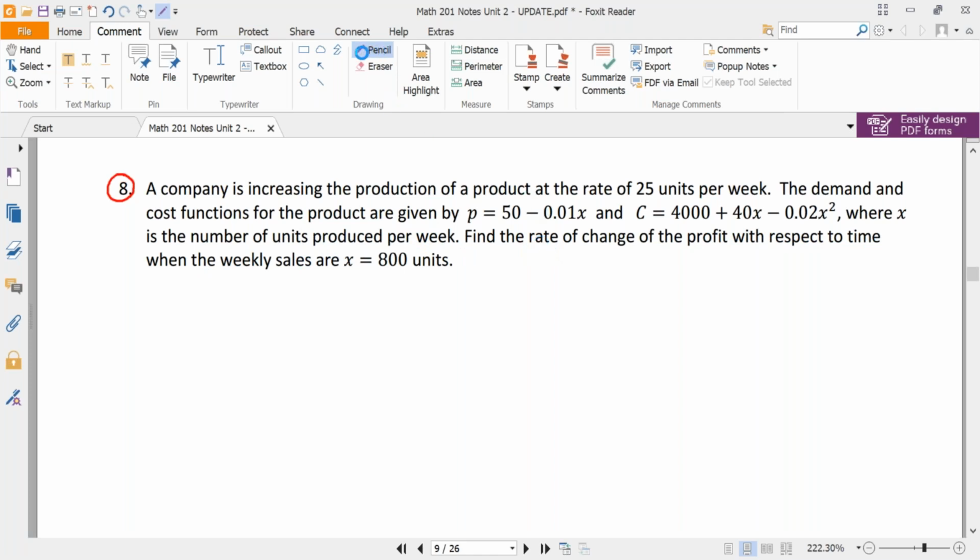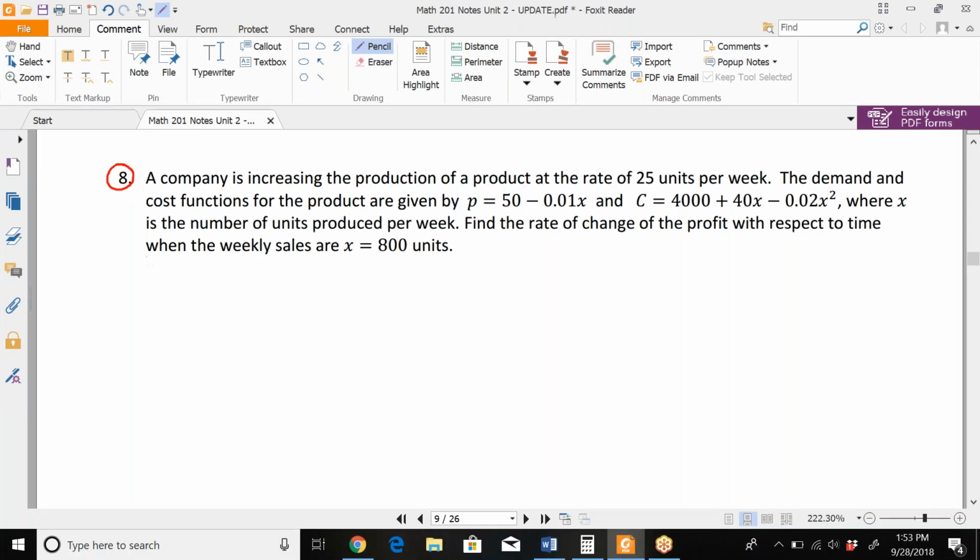Okay, so there's a couple things we have to realize about the way this problem has been given to us. First of all, they want the rate of change of profit. So profit is, remember, revenue minus cost. We don't know the revenue function yet, but they did give us the demand function. So if you remember from our previous units, revenue is always the x times the p, where this is the demand function. So number of units times that.